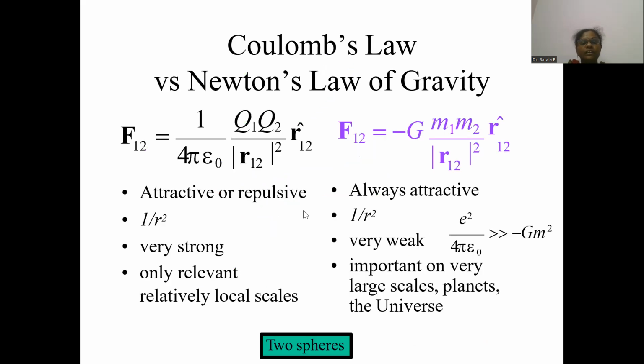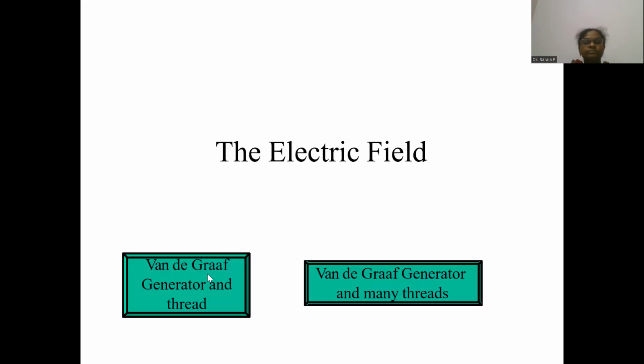Now let us go with Coulomb's law, that is 1 by 4 pi epsilon naught Q1 Q2 by R12 square R12. The force can be attractive or repulsive, and the force is inversely proportional to R square. The force is very strong and only relevant relatively locally.